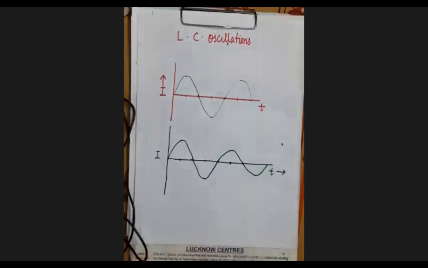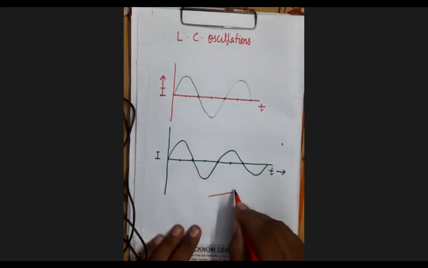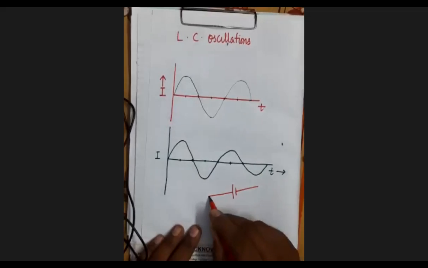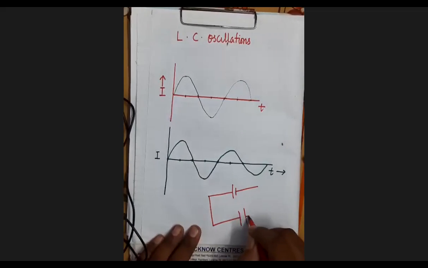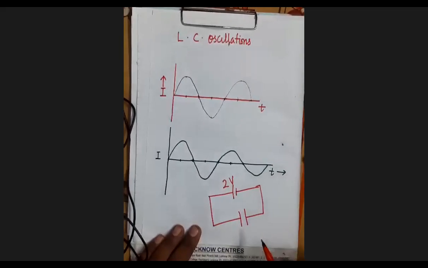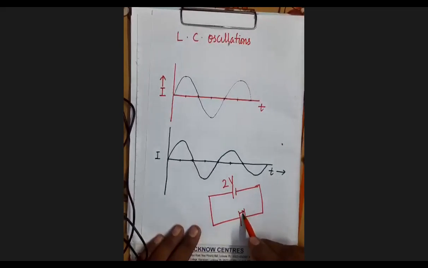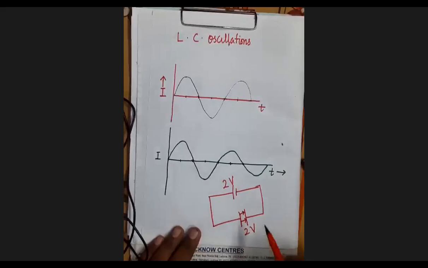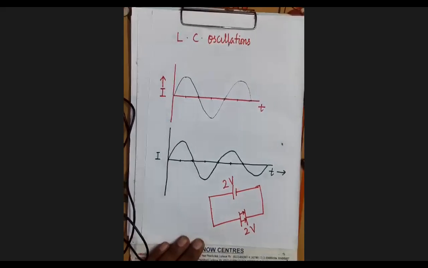I am showing it to you here. This is the battery. When the capacitor is connected, suppose the potential difference is 2 volt. It will start charging and reach a stage at which its potential difference becomes 2 volt. And when the potential difference becomes 2 volt, it will stop charging. Charging will stop, which means the current will also become zero.